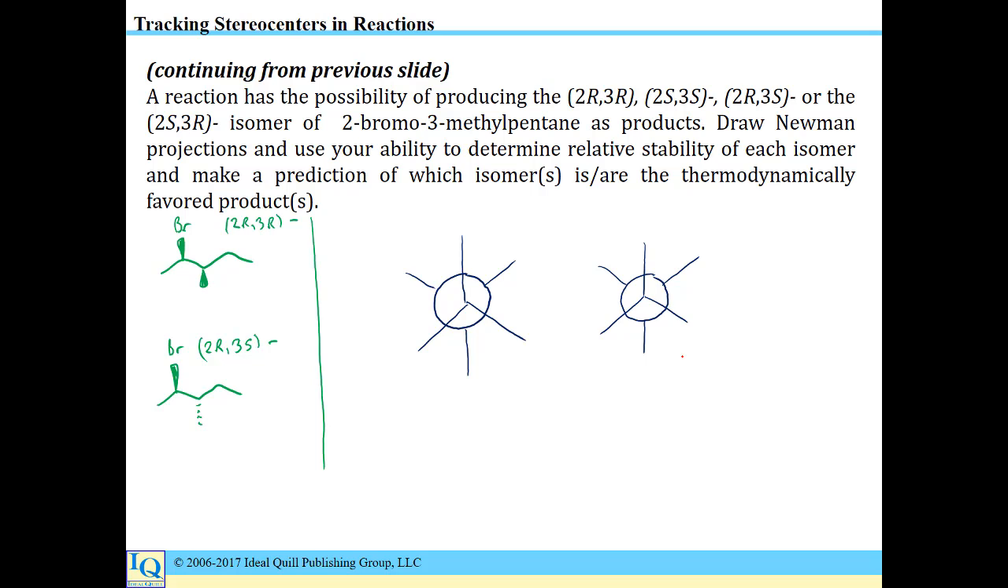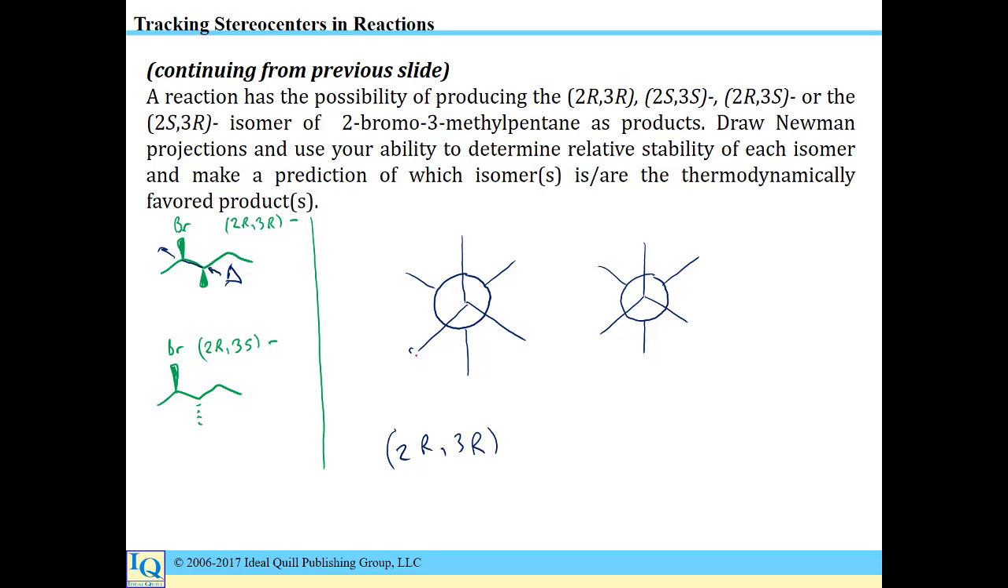So we've set up our Newman projection scaffolds. We know that the most stable conformation of each of these molecules will most likely be a staggered conformation. And now we just need to fill in our substituents on the scaffold. Start by picking a viewing point. We're going to be viewing straight down this bond. So if we're looking down that bond, we have our 2R3R isomer we will draw on the left.